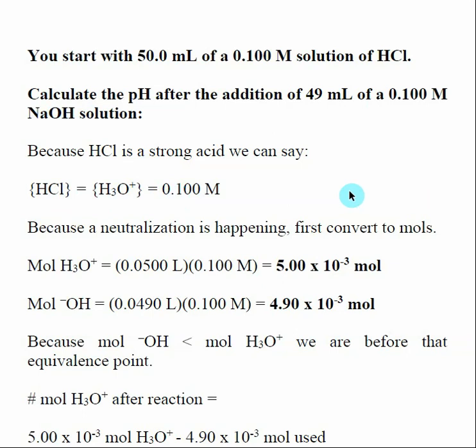The first thing that we need to do is convert to moles. We have the concentration of our acid and base, and we multiply by the number of liters to get the number of moles of each species. At this point, one of the first things we want to do is see where we're at in our titration curve and confirm that. The way we do that is by comparing the number of moles of hydronium and the number of moles of hydroxide. Here the number of moles of hydroxide is less than the number of moles of hydronium that we started with, so that means we are before the equivalence point.